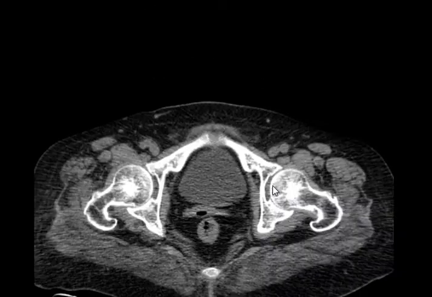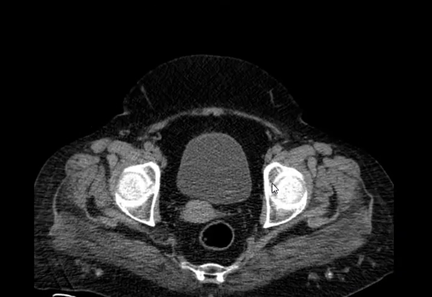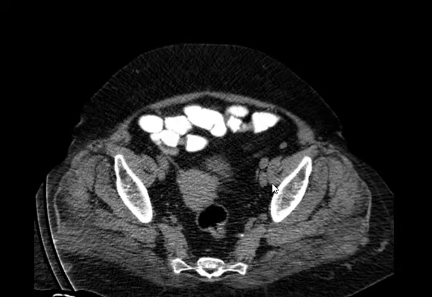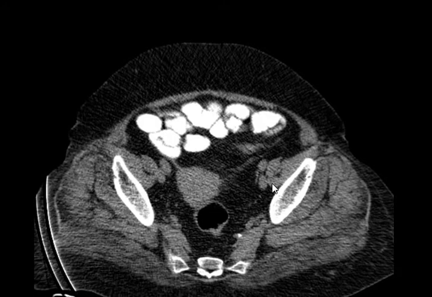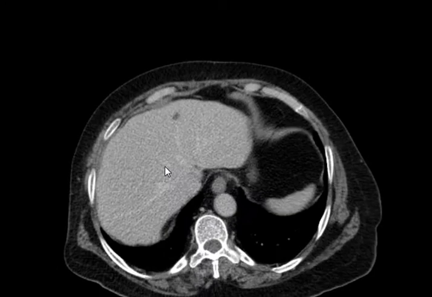So now we've seen the oral contrast and the native scan without IV contrast. Let's skip to the venous phase.